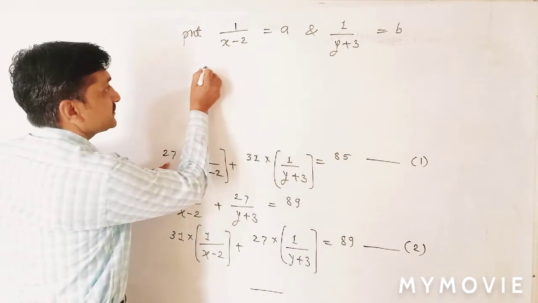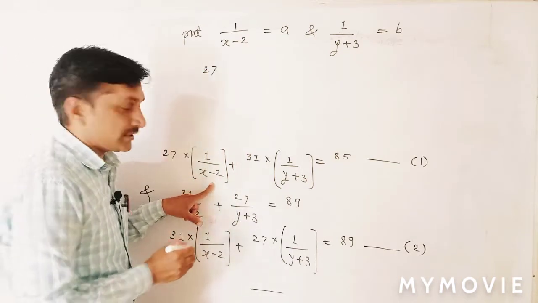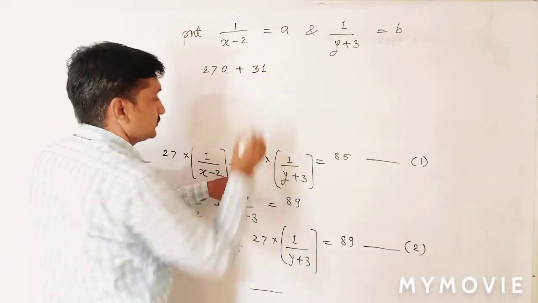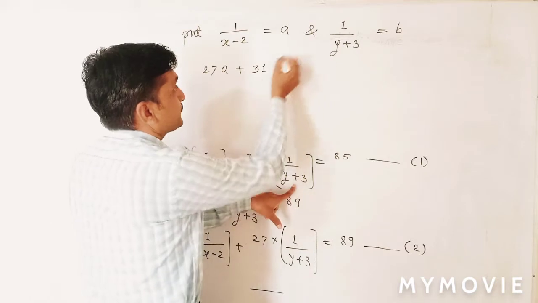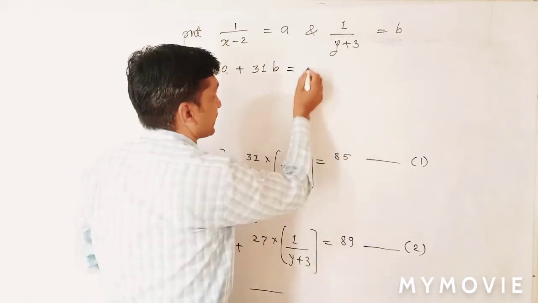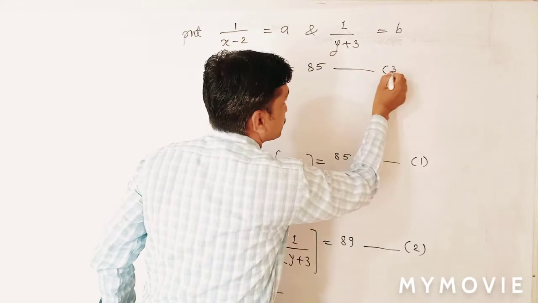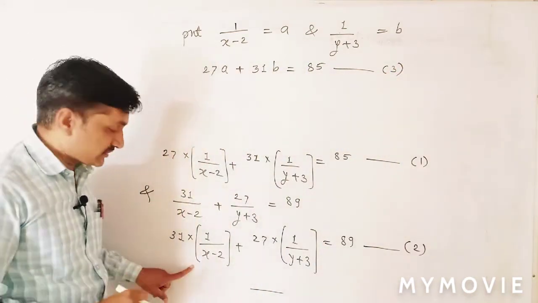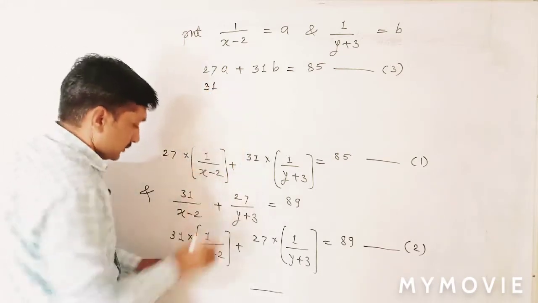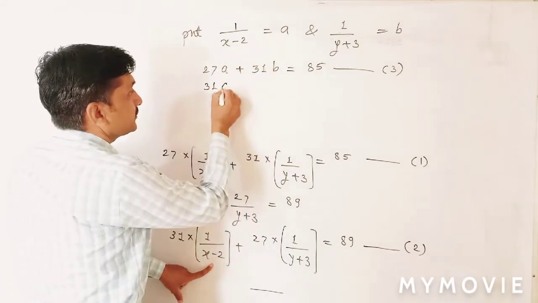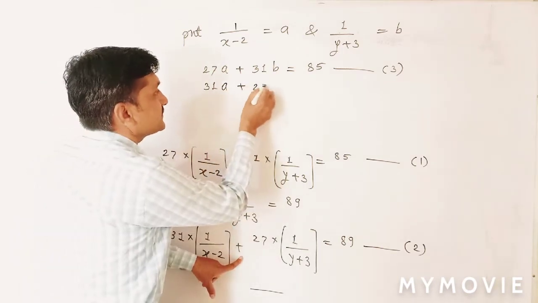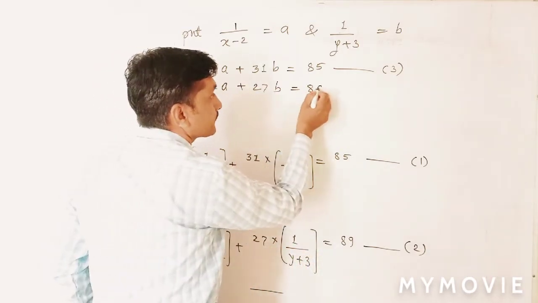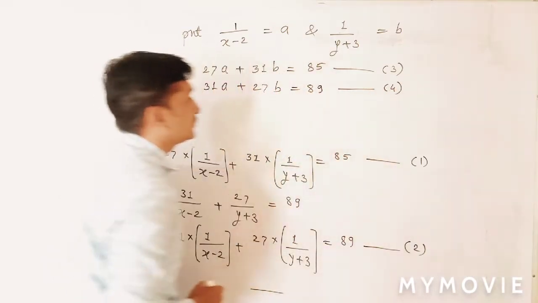Here 27 as it is. In place of the first bracket put the a value, plus 31 as it is. In place of this bracket put the b value, is equal to 85. And here I write number 3. Similarly, equation 2 will also change. 31 times the first bracket, that is a, plus 27 times the second bracket, b, is equal to 89. Equation number 4 I write here.